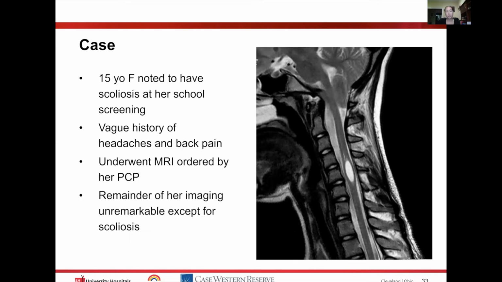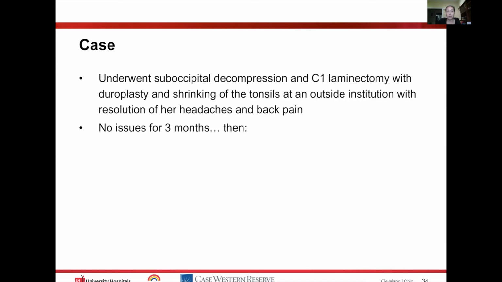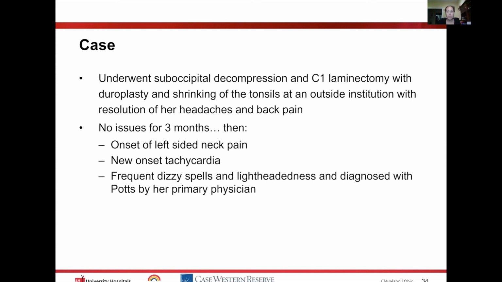So the remainder of her imaging was unremarkable, except some scoliosis. So she was treated. Standard Chiari treatment, a suboccipital decompression, a C1 laminectomy, a duroplasty. The tonsils were shrunk. And this was all done before I came to know her. And she did great for 3 months. And then all of a sudden, she started having some left-sided neck pain. She had a new onset tachycardia and was having these intermittent palpitations. She was having some dizzy spells, lightheadedness. She was diagnosed with POTS.